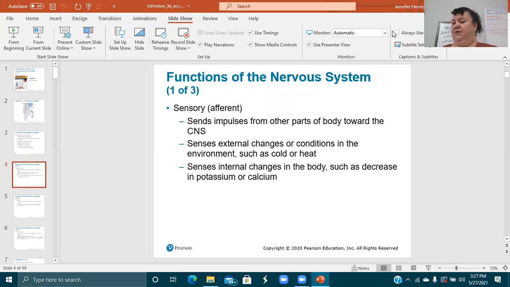So, functions of the nervous system. These are the numbered points on the bottom left of page 580. First we have sensory or afferent. This sends impulses from other parts of the body toward the central nervous system. It senses external changes or conditions in the environment, such as cold or heat, and senses internal changes in the body, such as decrease in potassium or calcium.